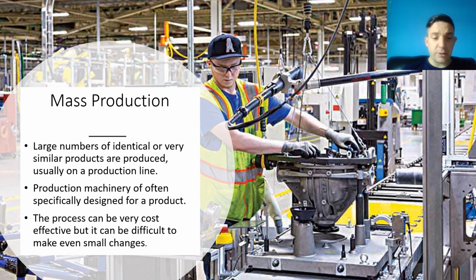Production line machinery is often very specialized, and it's designed to do a certain function on a certain product. The cost can be very effective, but it is difficult to make changes to that production line. So let's say you had a production line for making Series 1 BMWs. For 2 or 3 years, all of those Series 1 BMWs are going to be the same. They may have different color coatings, they may have some optional extras that are changed, but pretty much the car is going to be the same.